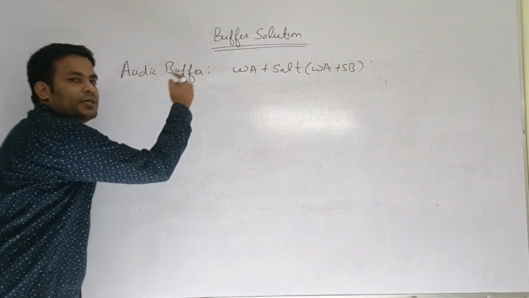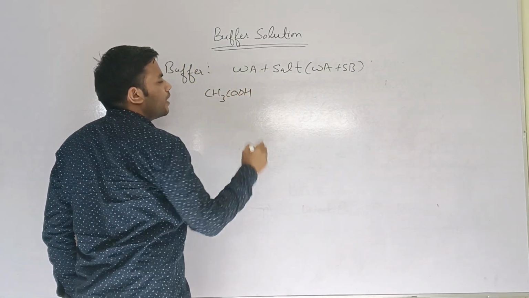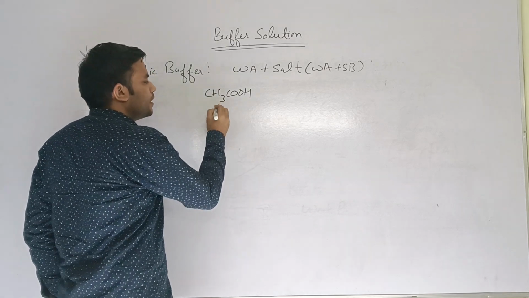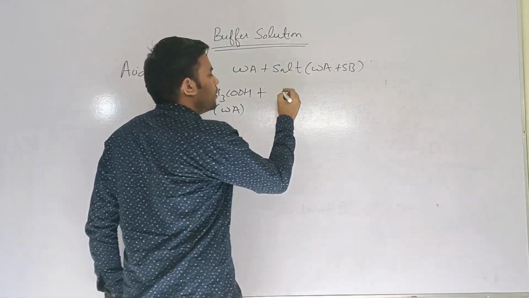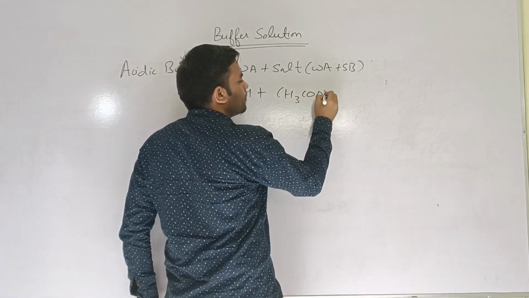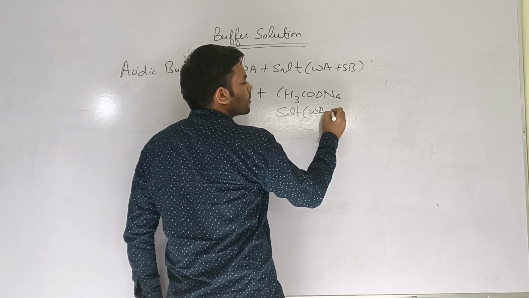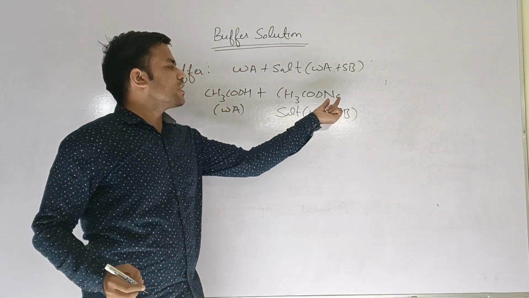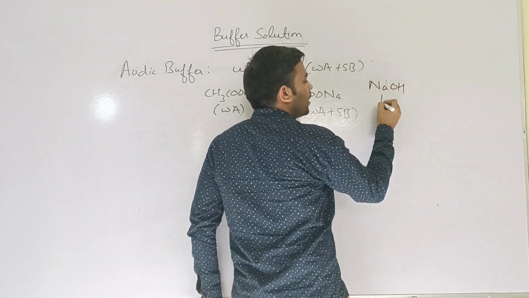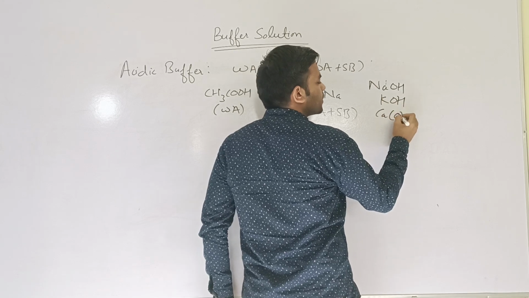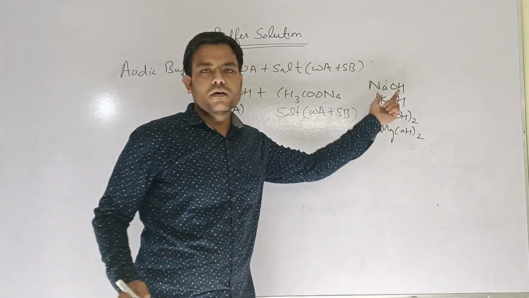Clear? Okay, tell me an example of any weak acid. For example, CH3COOH, which is a weak acid, acetic acid. Or tell me the salt of this weak acid with strong base. For example, CH3COONa. This is the salt of a weak acid with strong base, right? So this Na is coming from a strong base, for example, NaOH, KOH, Ca(OH)2, Mg(OH)2. These are all strong bases.